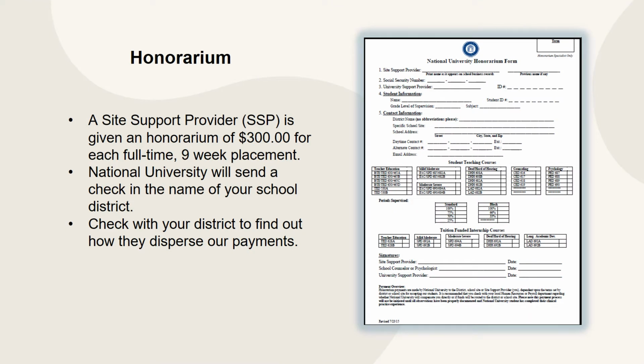A site support provider is given an honorarium of $300 for each full-time 9-week placement. National University will send a check in the name of your school district. Check with your district to find out how they disperse our payments.